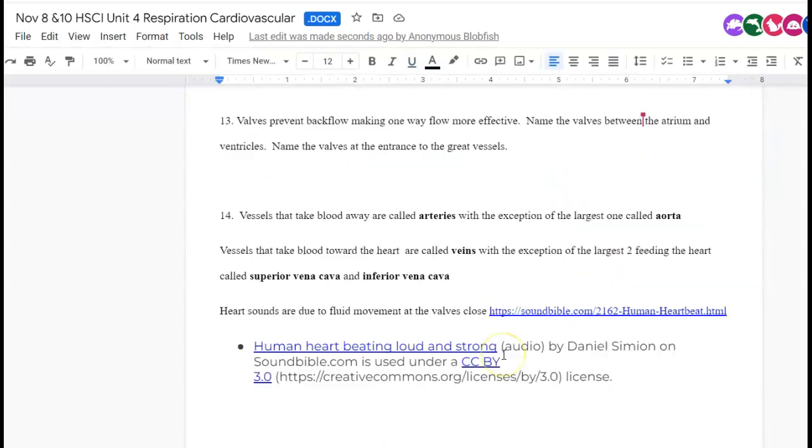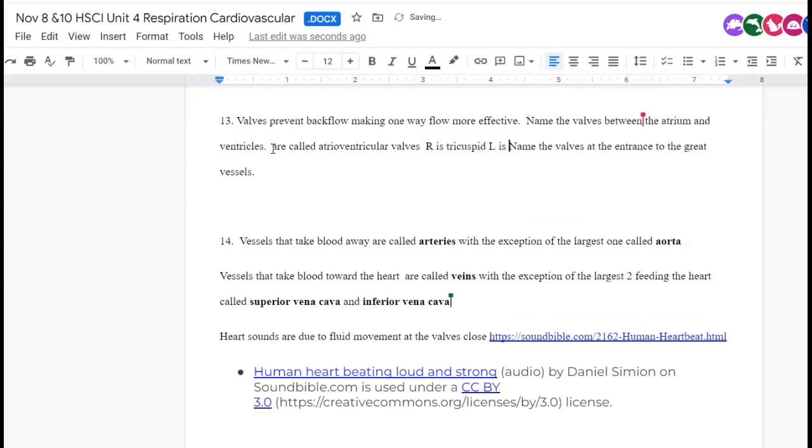There's the valves. So we named our valves. Name the valves that enter the great vessels. So first off, the valves between the atrium and the ventricles are called atrioventricular valves. That is the general name for them. And then when you break it off, the right is called the tricuspid and the left is called bicuspid or mitral.